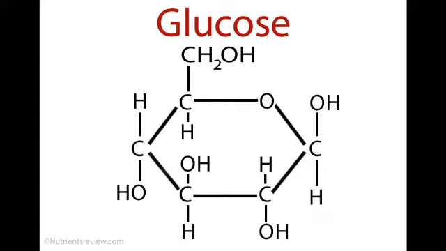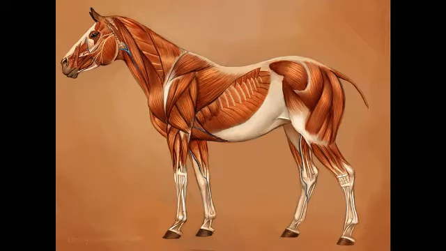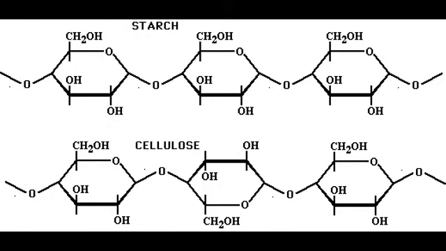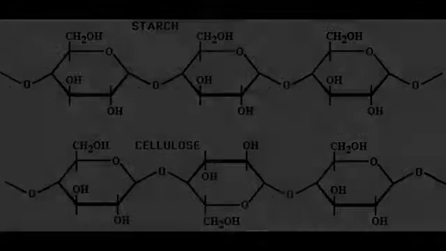Glycogen is found in animals and stores energy in areas such as the muscles. Starch and cellulose, however, are found in plants. Starch is used to store energy, while cellulose is structural and can be found in the rigid plant cell walls.